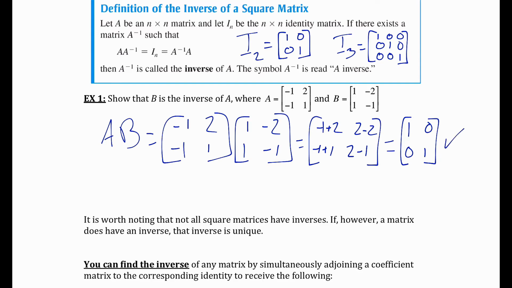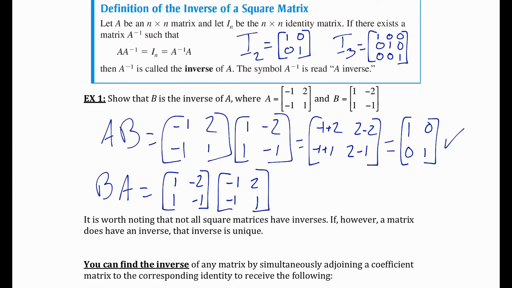Ta-da! Now we do need to check the other direction, so we're going to do B times A. Remember, matrix multiplication is not necessarily commutative. You might get different answers if you move them around. So we start with matrix B, which was 1, -2, 1, -1, and we multiply that by matrix A, which was -1, 2, -1, 1.